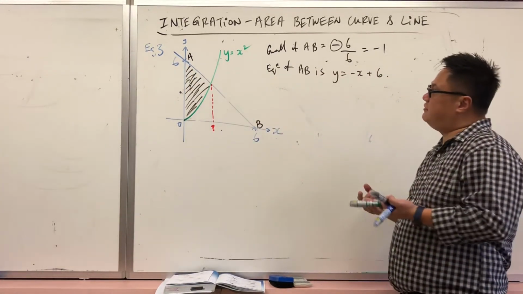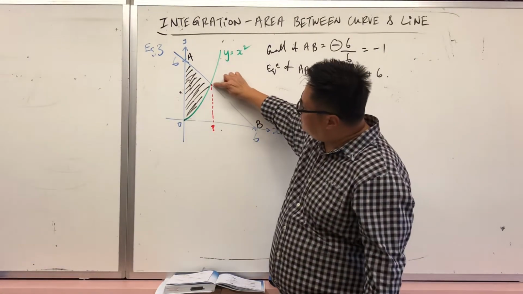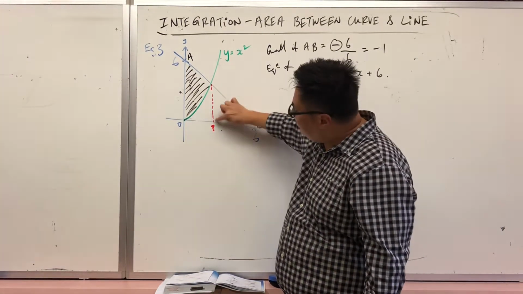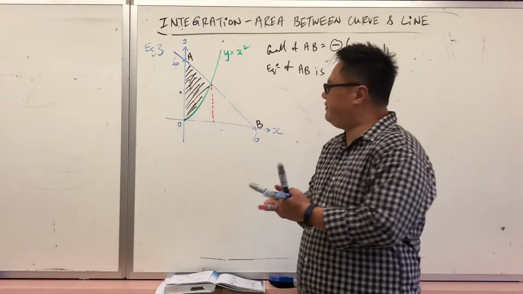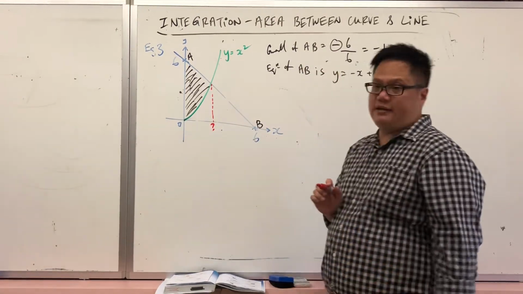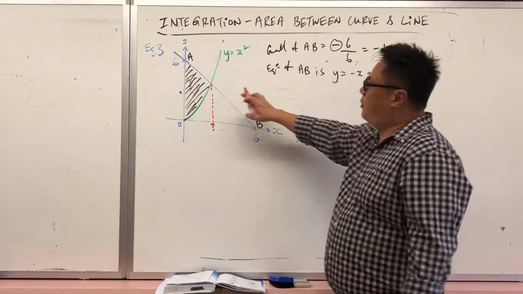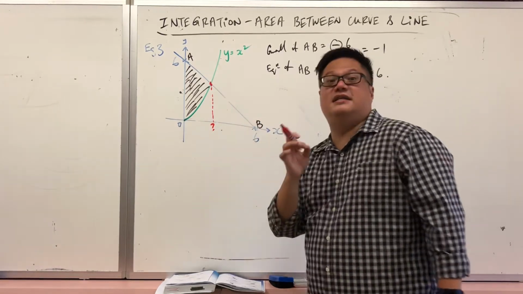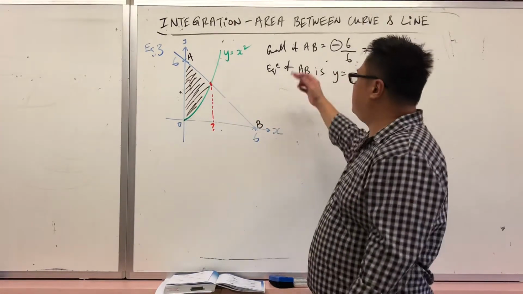So to find the area of this part, I must first find the points of intersection. What is this value over here? To do that, I color code in red. So point of intersection is always what? Simultaneous equation, right? So we apply simultaneous equation.